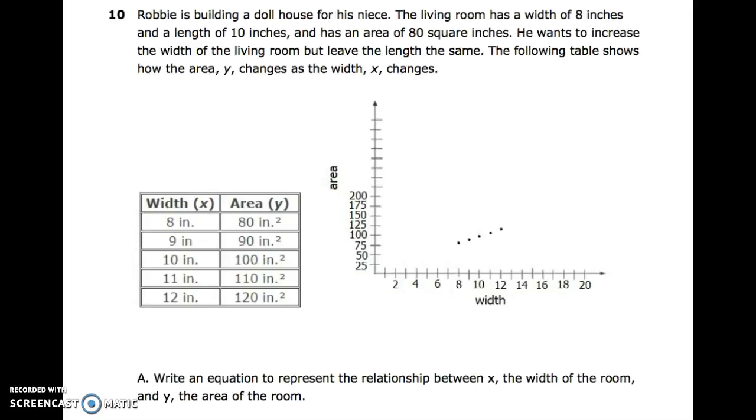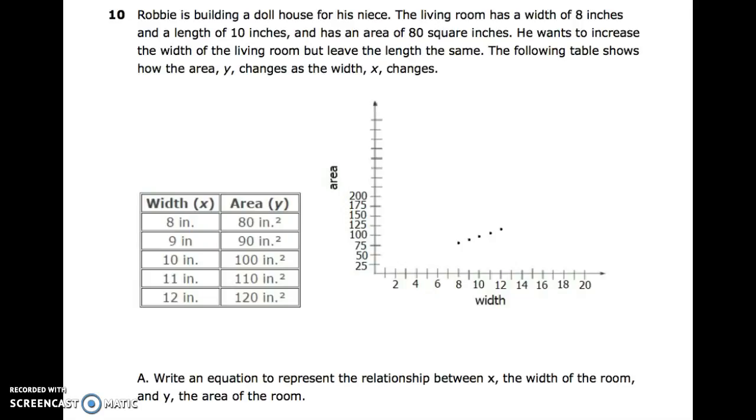Number 10. Robbie is building a dollhouse for his niece. The living room has a width of 8 inches and a length of 10 inches, and has an area of 80 square inches. He wants to increase the width of the living room but leave the length the same. The following table shows how the area, y, changes as the width, x, changes.